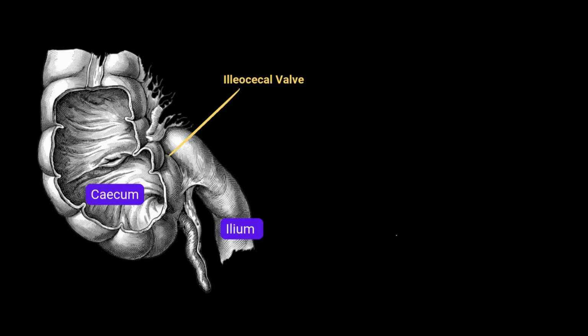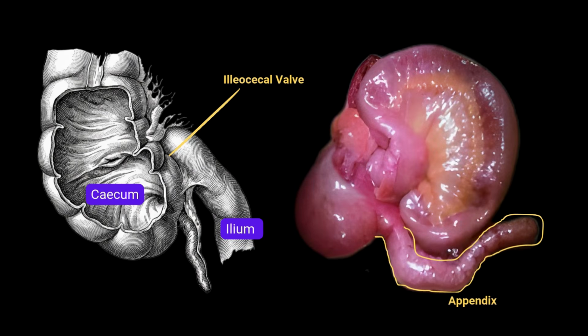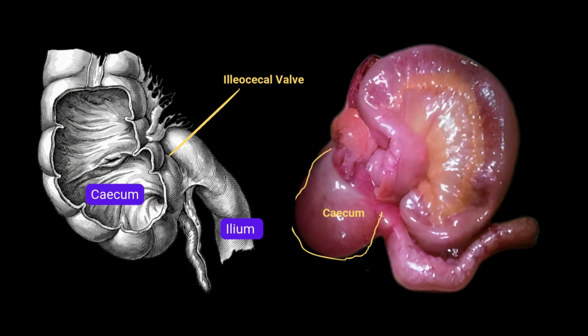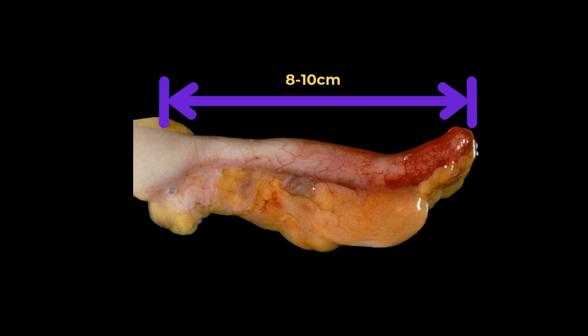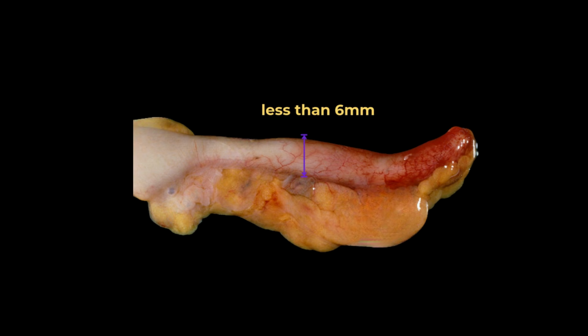The appendix arises from the posteromedial wall of the cecum. This is usually about 2 centimeters below the ileocecal valve. Its average length is about 8 to 10 centimeters. A normal appendix should measure less than 6 millimeters in maximum diameter.